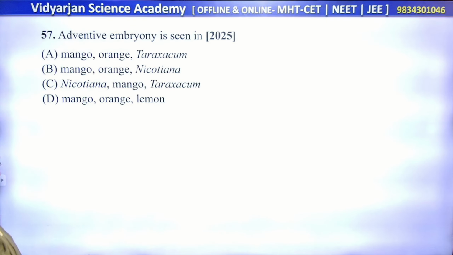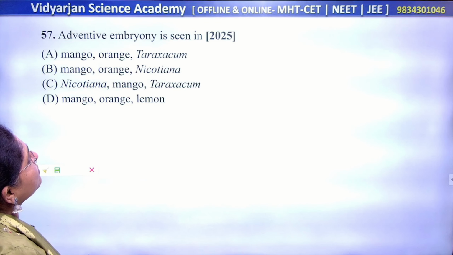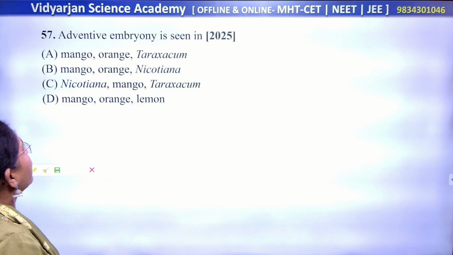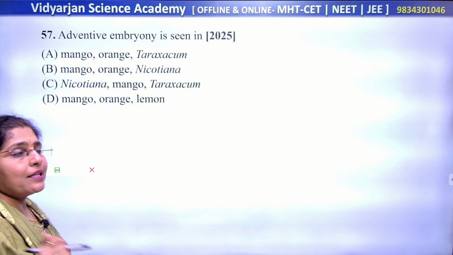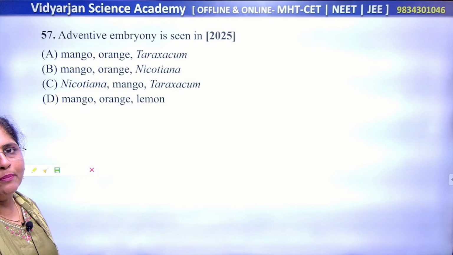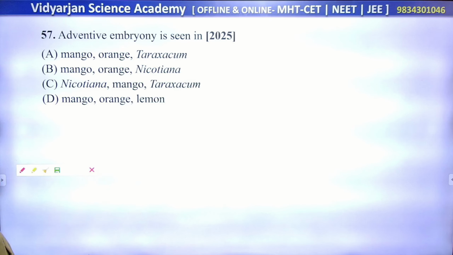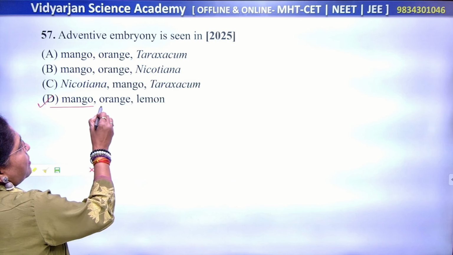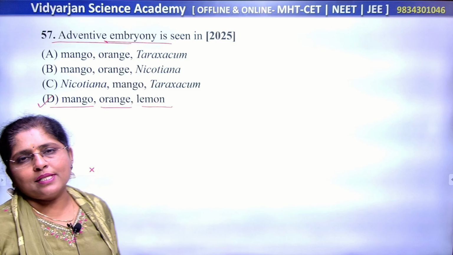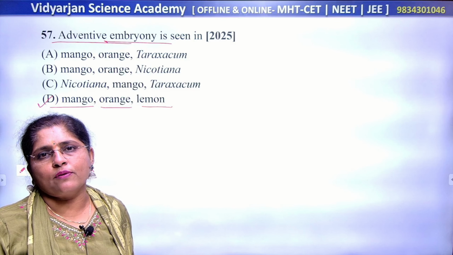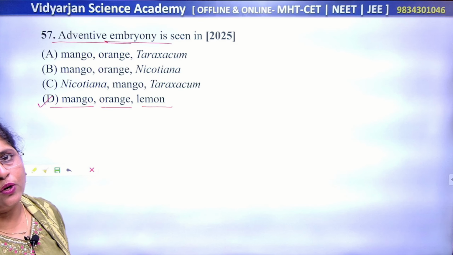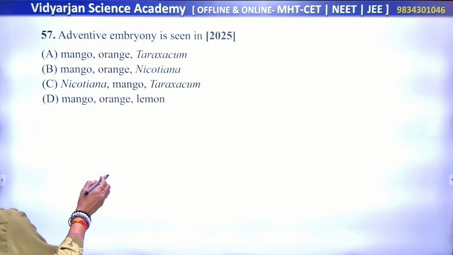Next, 57. Adventitious embryony is seen in, what are the options given? Mango, orange, taxicum; mango, orange, nicotiana; then nicotiana, mango and taxicum; and mango, orange and lemon. So what should be your correct answer? You know that D is the correct answer, mango, orange and lemon. So adventitive polyembryony. Students, at least five examples of each type you will be remembering perfectly. Okay, polyembryony, adventitious embryony and all, right?